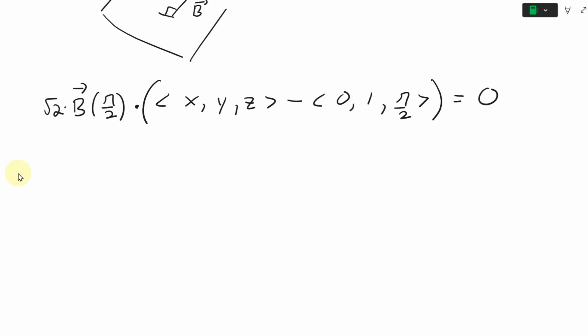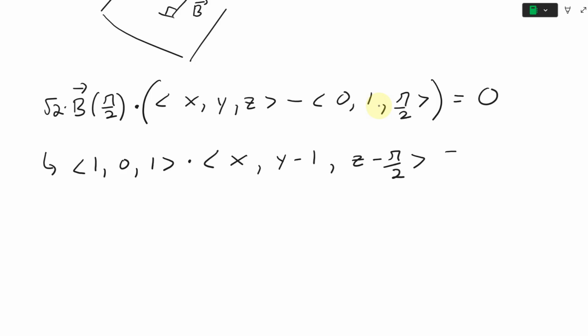All right, so going further, this is going to be 1, 0, 1, dot product with x minus 0, which is just x, and then y minus 1, z minus pi over 2, like that. That equals 0. Then do the dot product: 1 times x is just x, and then 0 times y minus 1 is 0, plus 0.